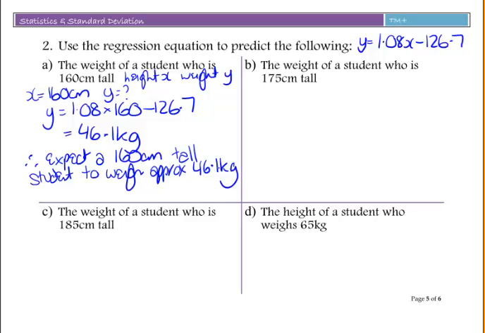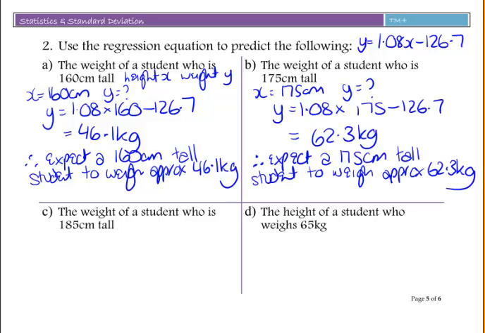So the weight of a student who is 175 centimeters tall, again you've got x is 175 centimeters, so you want to find y. Pause the video, give it a go yourself. Okay, so I've got y is 1.08 times 175 minus 126.7, which is 62.3 kilos. So you expect a 175 centimeter tall student to weigh approximately 62.3 kilos.